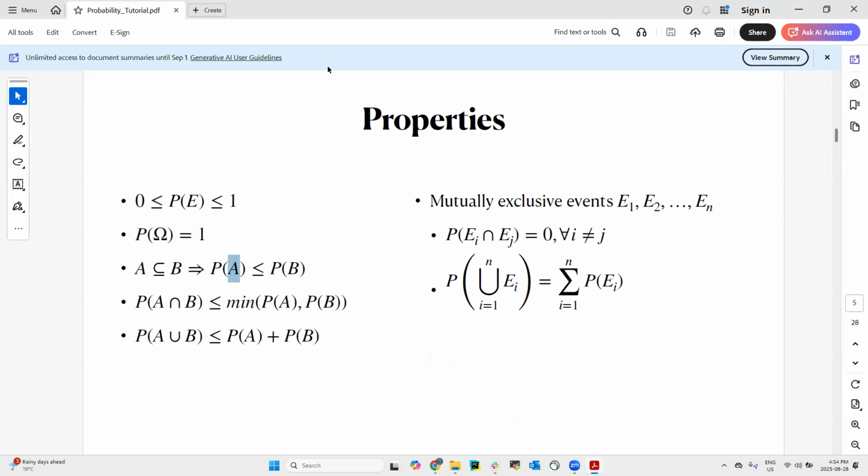Do you have any questions from the probabilities or the properties? Are they good? Pretty easy?